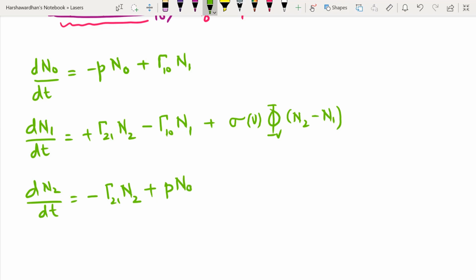Remember, I'm saying that my level 3 is just like we had done in the previous model. The level 3 is eliminated, and we're looking at nearly direct pumping of this from the ground state. And then you have sigma times phi nu times N2 minus N1. These, of course, take care of the stimulated and absorption processes which are coherent.